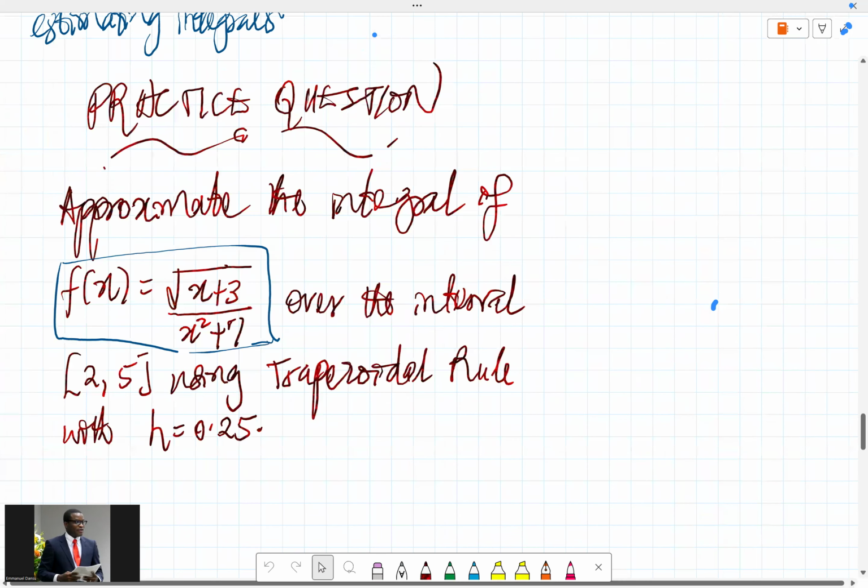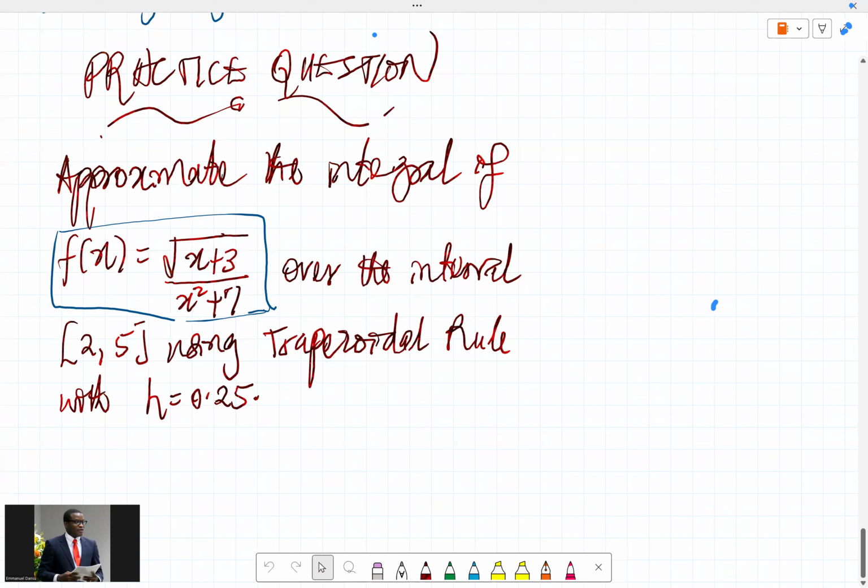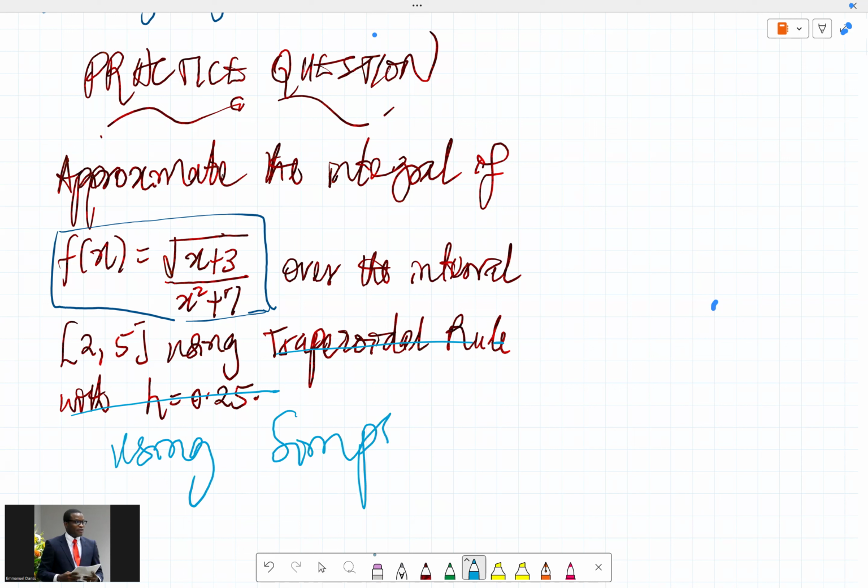Approximate the integral of f of x equals square root of x plus 3 over x squared plus 7 over the interval 2, 5. It has to be using, let me cross this, Simpson's rule. Here you have to decide your n because you need an even number of n. So you can choose your n to be 2 or 4 or 6 or something.